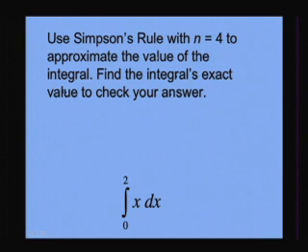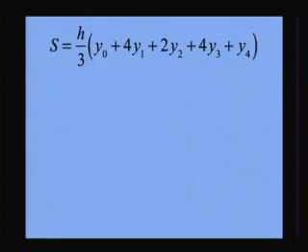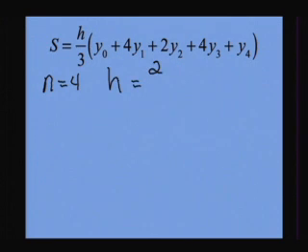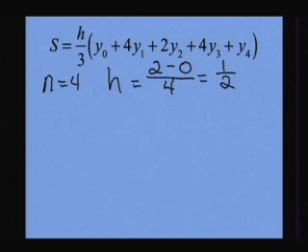All right, so the first thing we want to do is set up Simpson's rule. Again, we remember that we have n equal to 4. And therefore, h is going to be equal to 2, which is b, minus 0, which is a, over 4, which is our n value. And that gives us a step of 1/2.